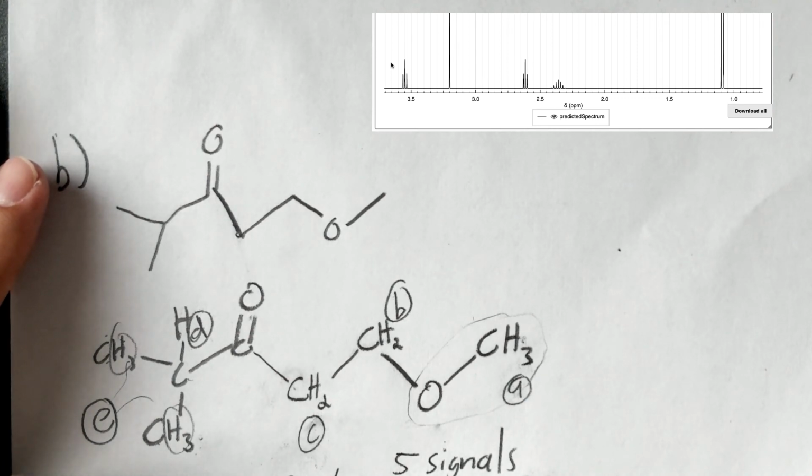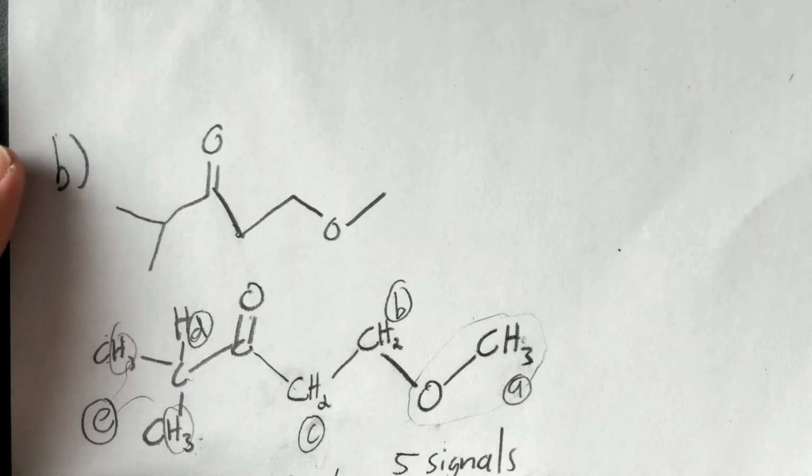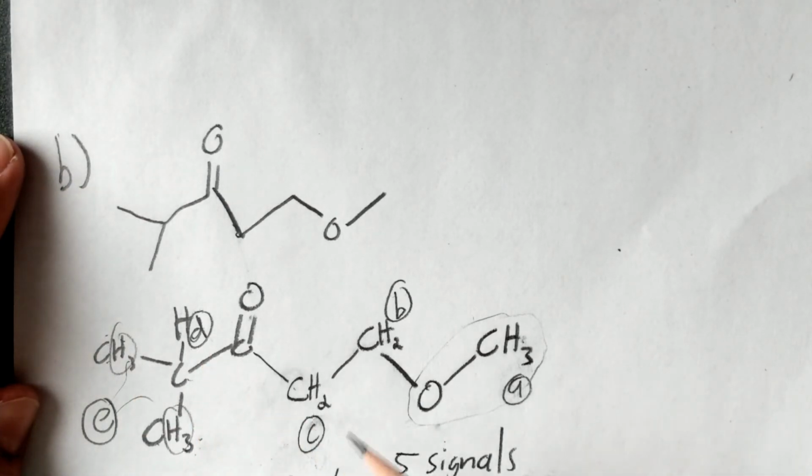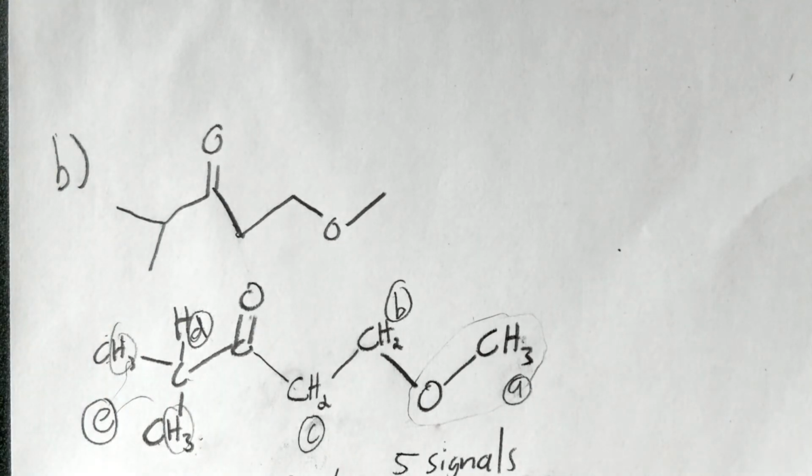What are their positions? Now, obviously, 6, 1, 2, 2, and 3, the integration will help a lot. But let's say for whatever reason we don't have the integration. We still always have multiplicity. You'll always see that, but you don't always have integration values. So what we're also going to look at is the chemical shift.